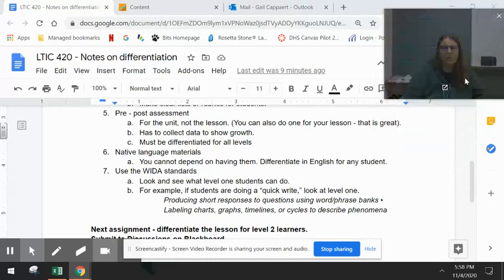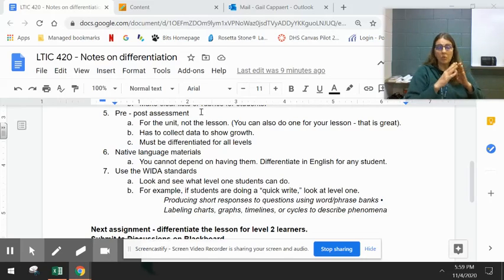So for your pre-assessment and your post-assessment, those are for the unit. Remember, you're only writing one lesson in the unit, but you're describing what the unit consists of and what is going to be your pre-assessment for the whole unit, and then your post-assessment again for the whole unit. Now, some people are writing kind of little pre-assessments for their lesson.